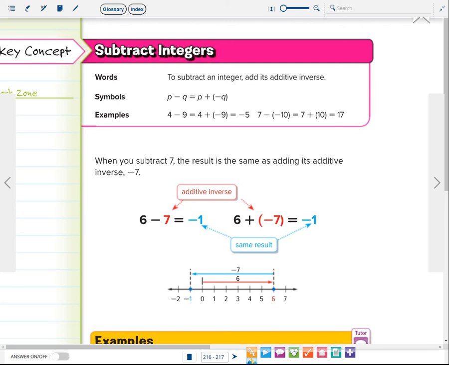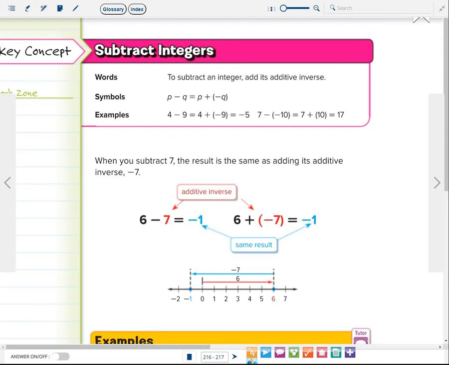Next page. Subtracting integers. To subtract an integer, add its additive inverse. And we knew the additive inverse from yesterday's lesson. The additive inverse is just the number that makes an integer reach 0 again. So if it's a negative integer, its additive inverse is just the opposite of that, and vice versa. So the symbols are, any number p minus q is the same thing as p plus the opposite of q.